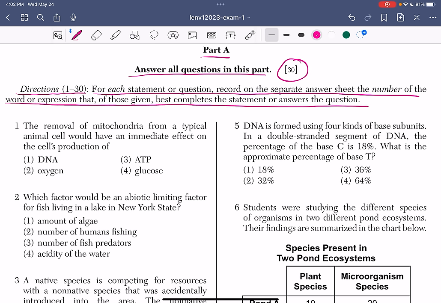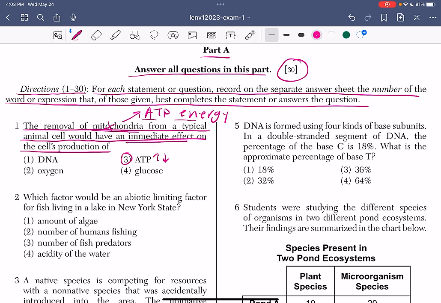So let's get ready. Number 1, the removal of mitochondria from a typical animal cell would have an immediate effect on a cell's production of. Mitochondria makes ATP energy. Always associate mitochondria with ATP energy. So if you take away the mitochondria, you're taking away ATP. It's going to affect the ATP levels, not glucose, not DNA, not oxygen. The answer to 1 is 3.